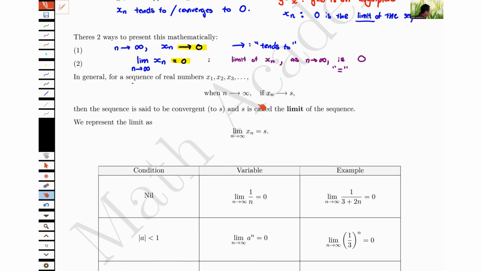In general, this is what's going to happen. If I have n tends to infinity, your xn tends to S, then we say that S is called the limit of your sequence. We can also use the phrase, your sequence is convergent to S. And we can then say limit of xn is S. So I've explained this with the example above.